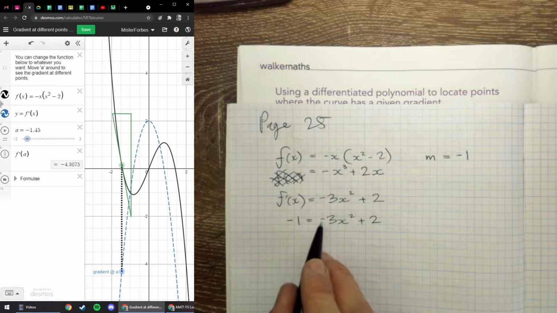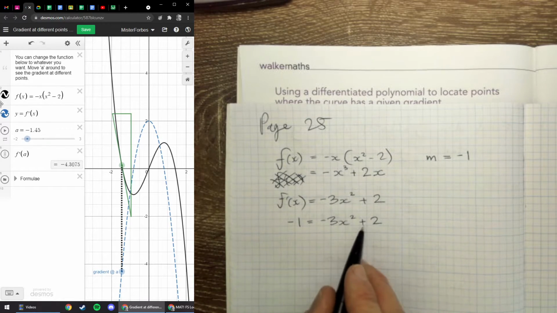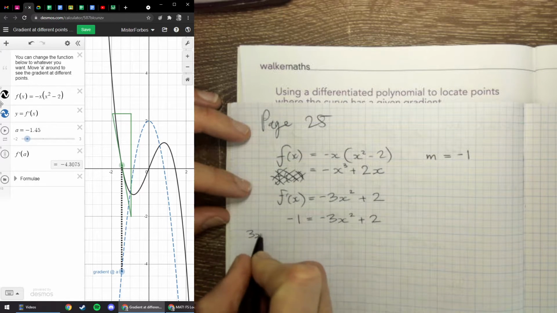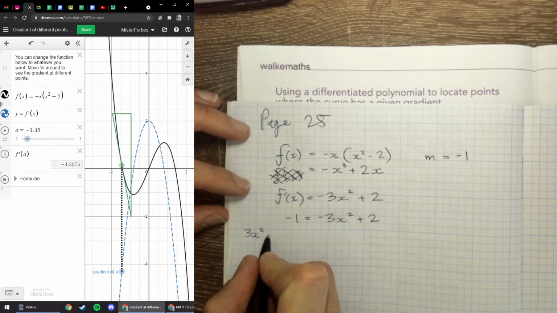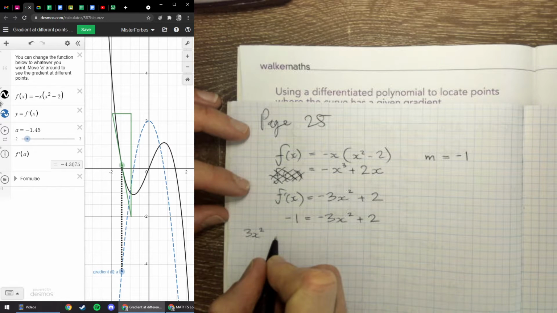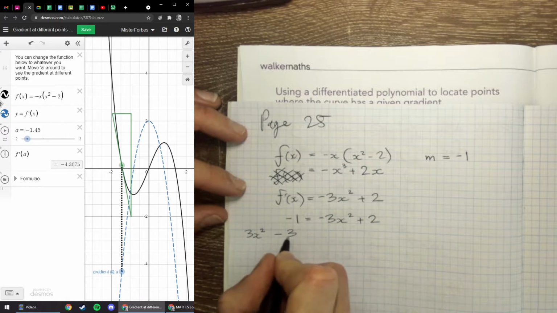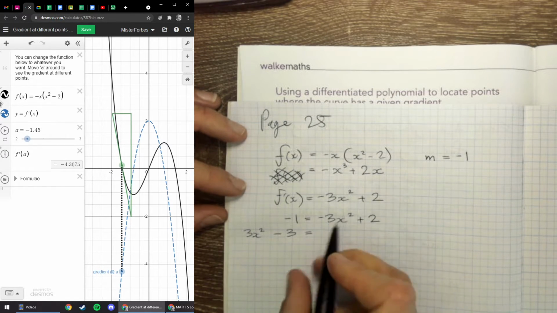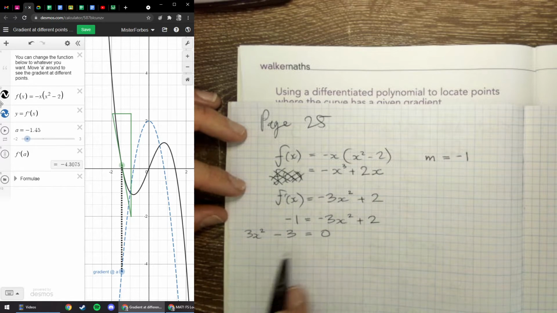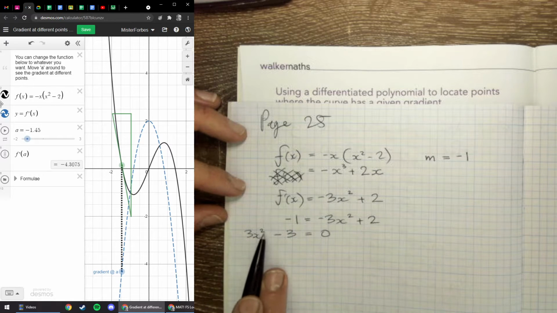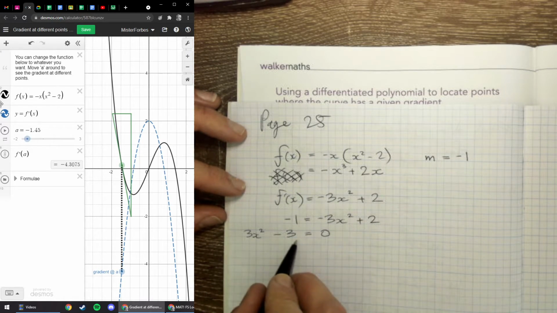Now, see how I've got a negative here? I'm going to move everything over to the left. So I'm going to add 3x squared. I'm going to minus 2, so now that's going to be minus 3 equals 0. All I did was move things to the left because I like to have my power being positive. It's easier to factorize.